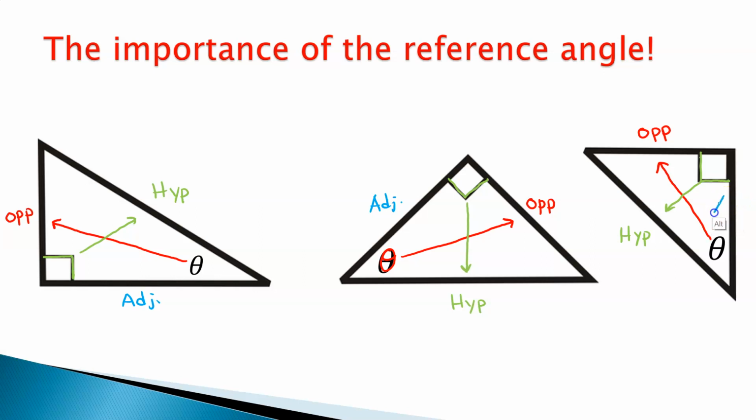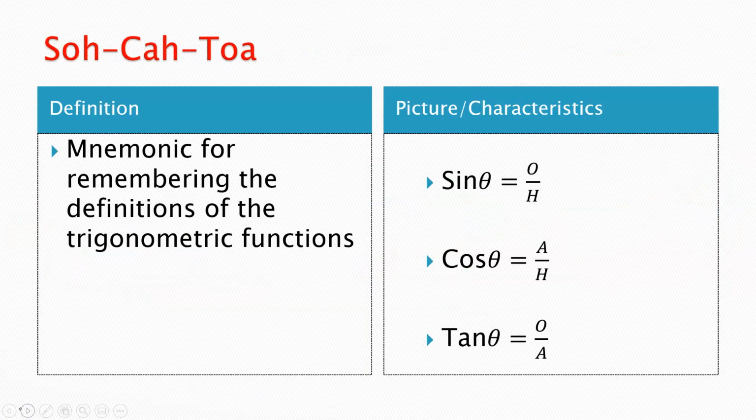The last one, guys, is over here. It's kind of cut off on my screen, but this side over here would be my adjacent. All right, so hopefully we understand the importance of the reference angle and how to label the opposite, the adjacent, and your hypotenuse. Okay, so we have something called Sohcahtoa.